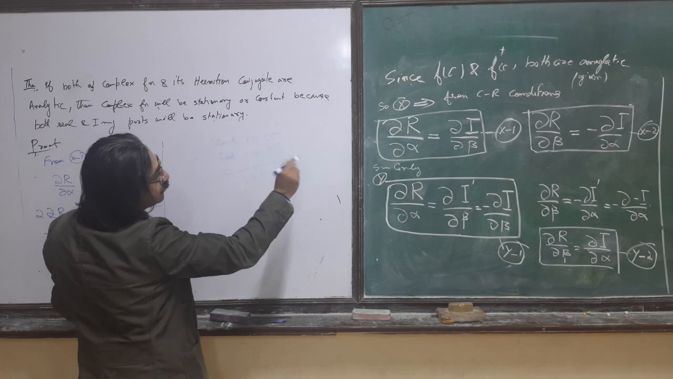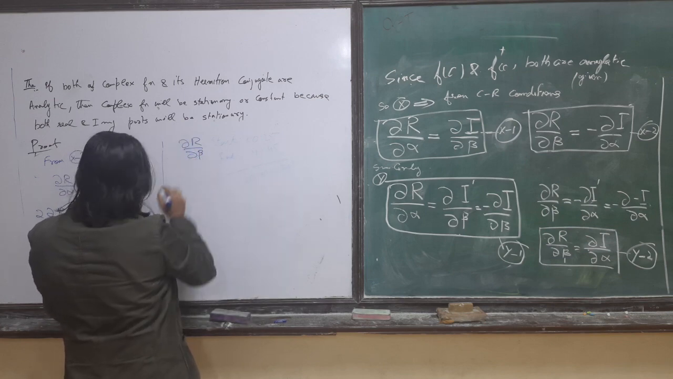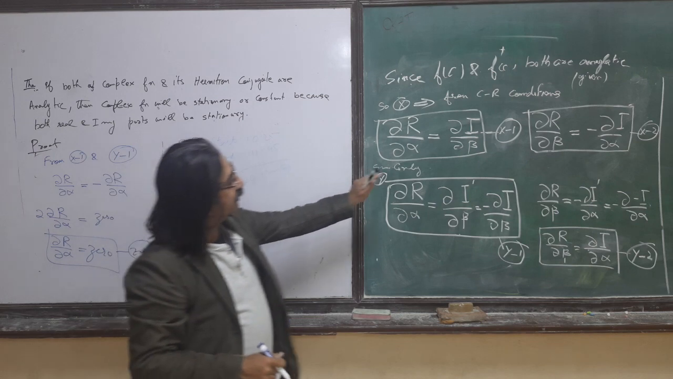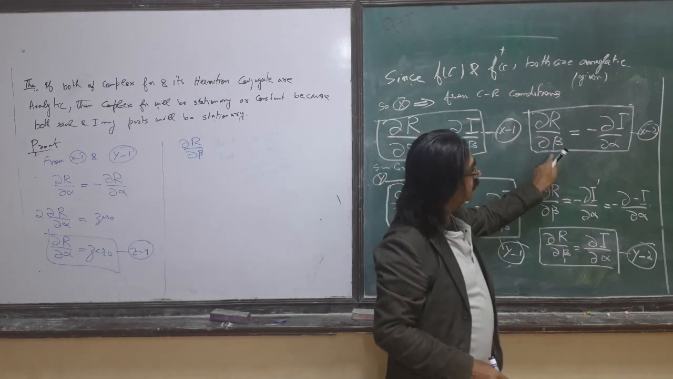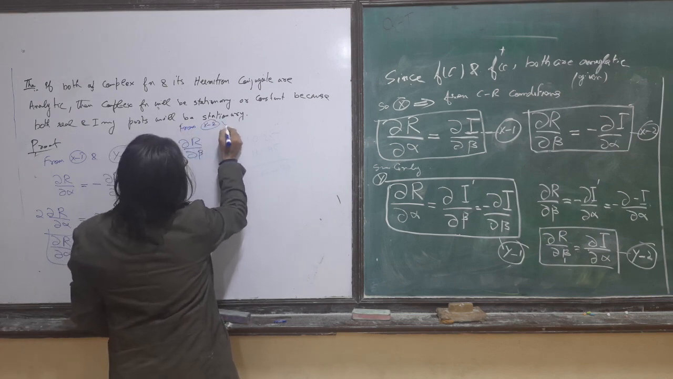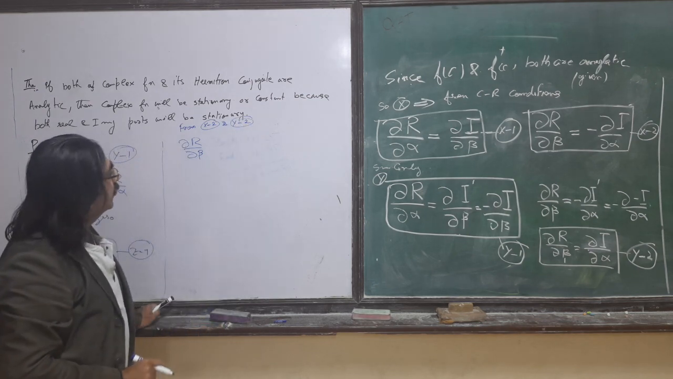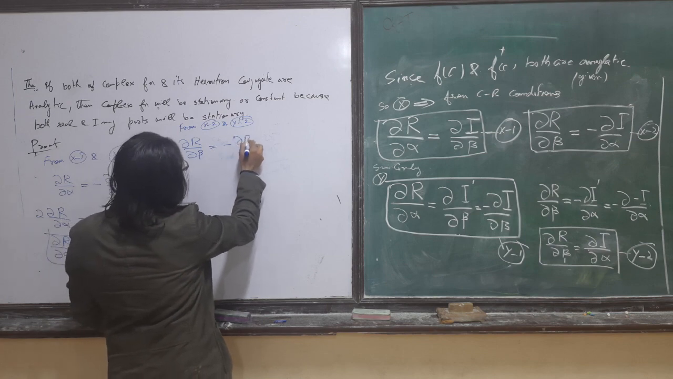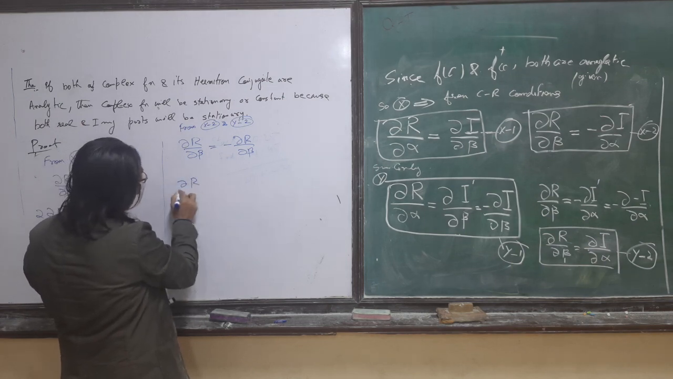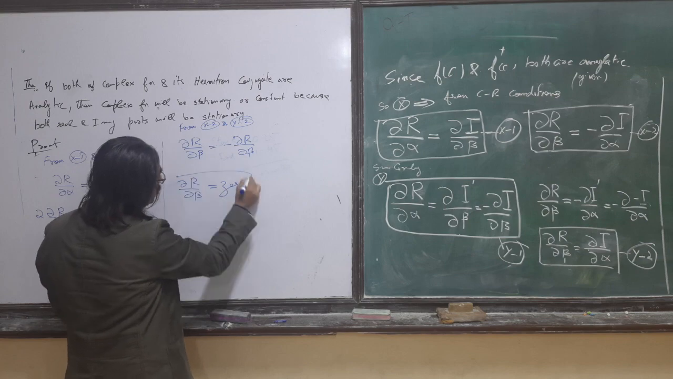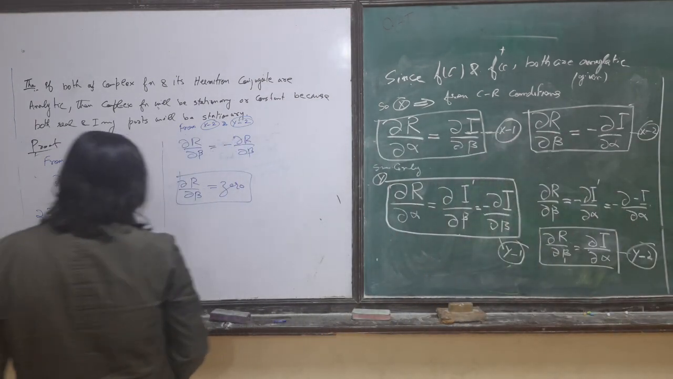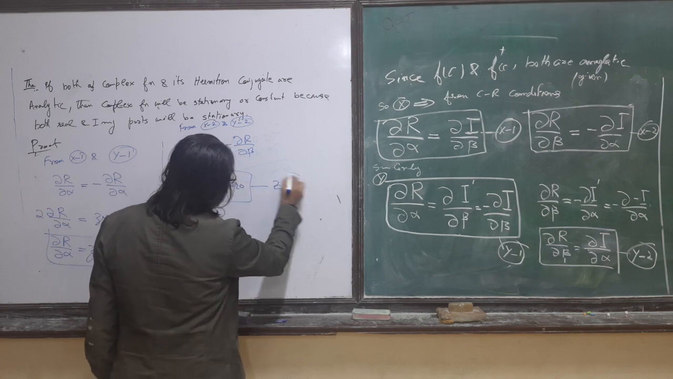And partial R over partial beta. If we consider partial R over partial beta from equations x2 and y2, partial R over partial beta will be equal to minus partial R over partial beta, and again partial R over partial beta will be equal to 0. I say that this is the Z2 equation.